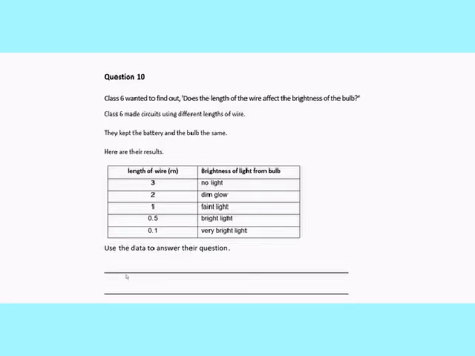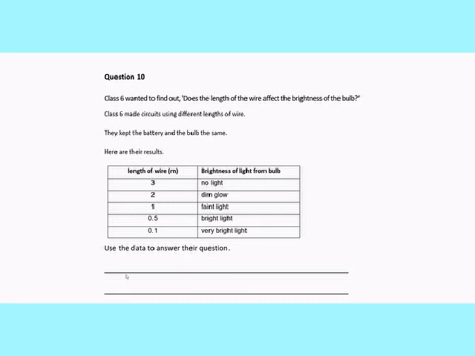And the final question, question 10, is Class 6 wanted to find out, does the length of the wire affect the brightness of the bulb? Class 6 made circuits using different lengths of wire. They kept the battery and the bulb the same. Here are their results.